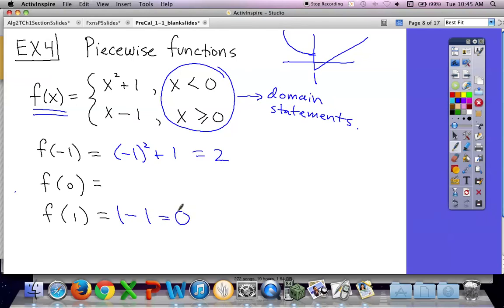Okay, which one are we going to use for f of 0? The second one, because the or equal to is on the second one. Right, so we have to say 0 minus 1 equals -1. -1 squared is 1. 1 plus 1 is 2. Yes.